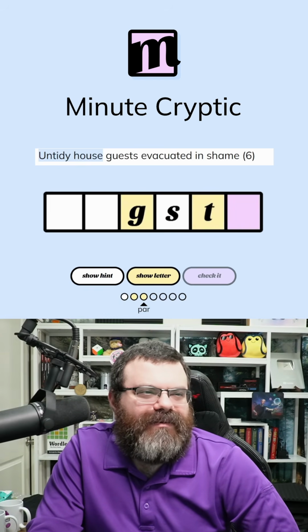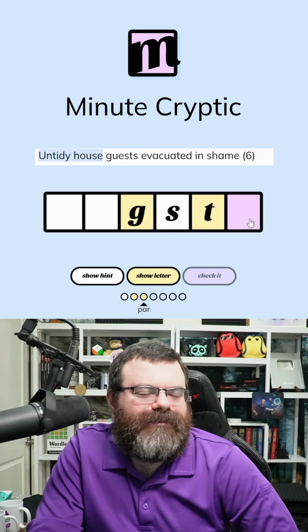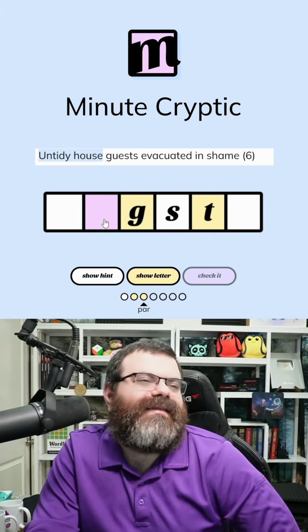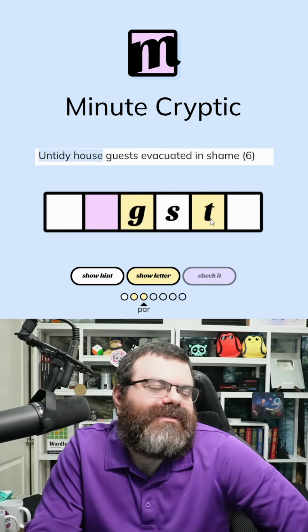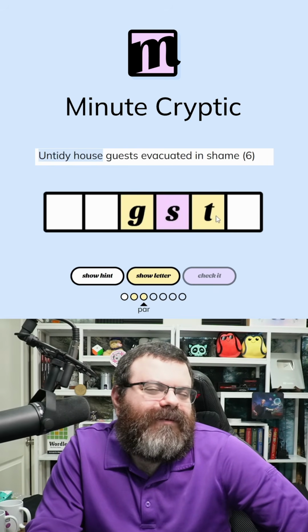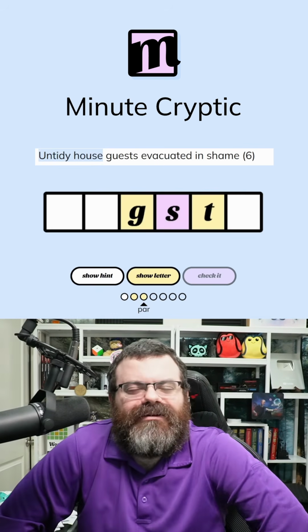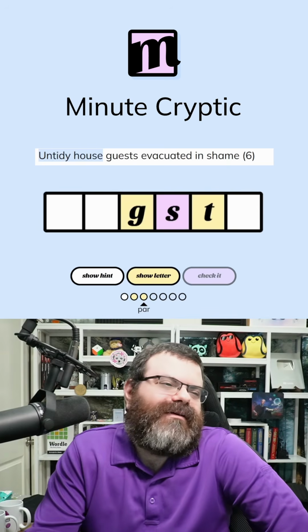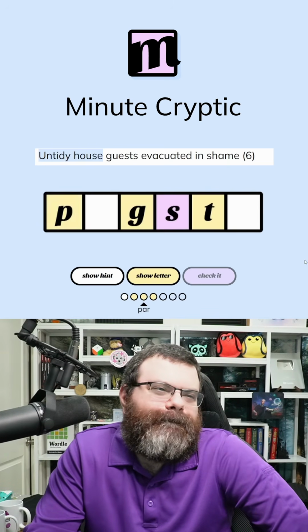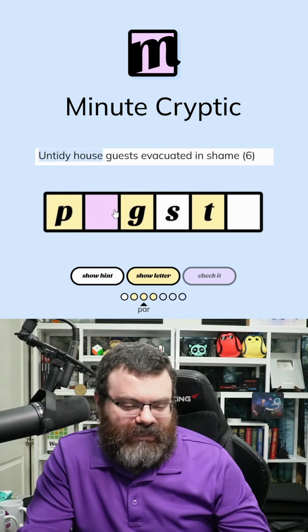Okay, I think I'm right about this. Untidy house. Can I get this now? Where's this T coming from? I think this GS is correct, I know the G is correct, and the GS comes from guests. And then we need a word for shame, a 4-letter word with T third. I still can't think of it. Pity? And this is pigsty.